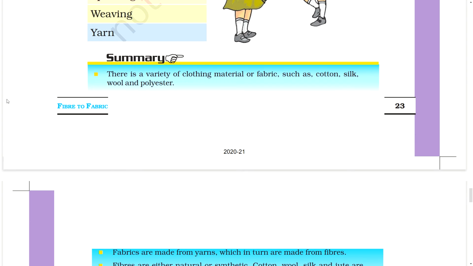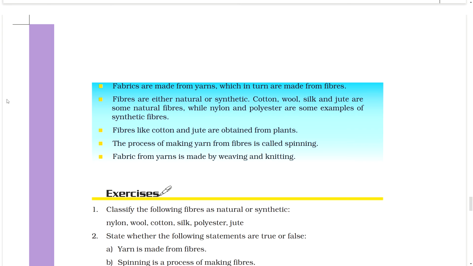Summary: there is a variety of clothing materials or fabrics such as cotton, silk, wool, and polyester. Fabrics are made from yarns, which in turn are made from fibers. Fibers are either natural or synthetic. Cotton, wool, silk, and jute are some natural fibers, while nylon and polyester are some examples of synthetic fibers. Fibers like cotton and jute are obtained from plants. The process of making yarns from fibers is called spinning. Fabric from yarns is made by weaving and knitting.